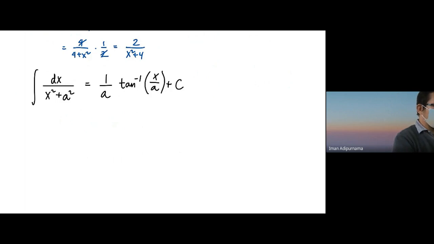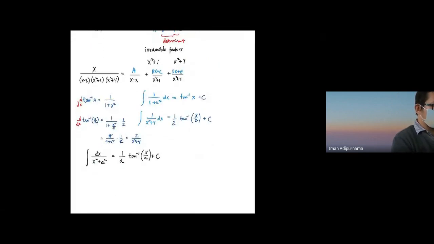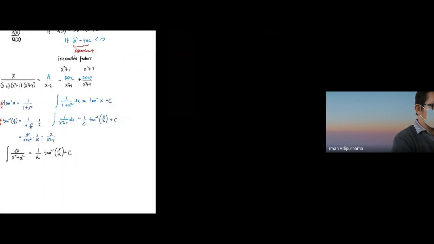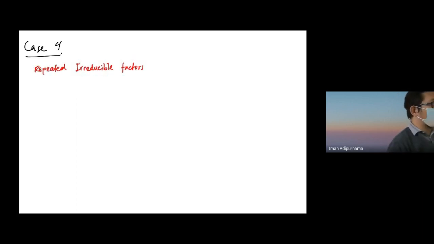This is case 3. Case 4 is the same as case 3. We will also have the irreducible factors, but they will be repeated. So it will be similar to our repeated linear factors. So we will have a1x plus b1.